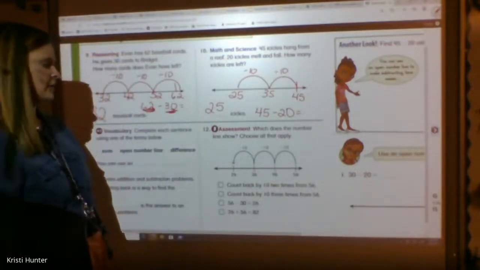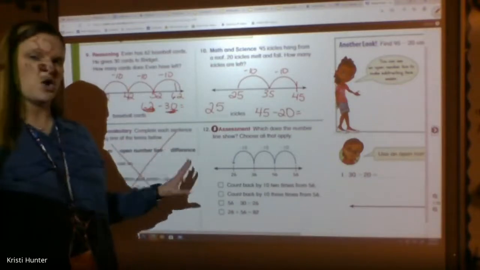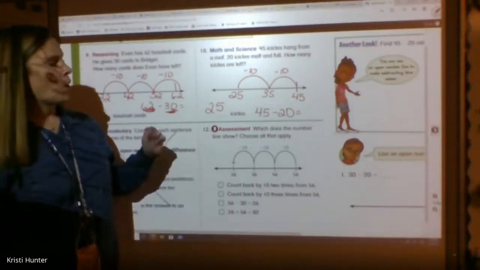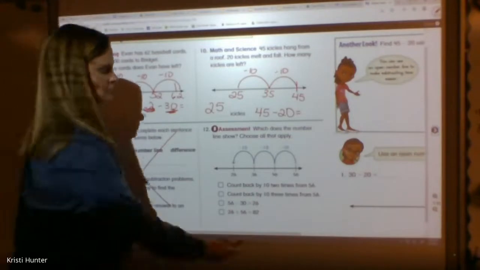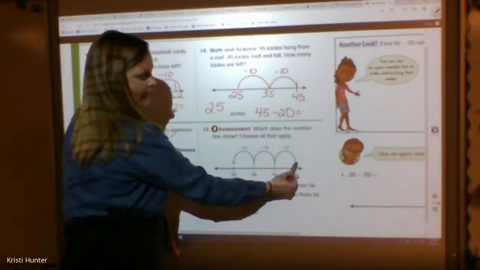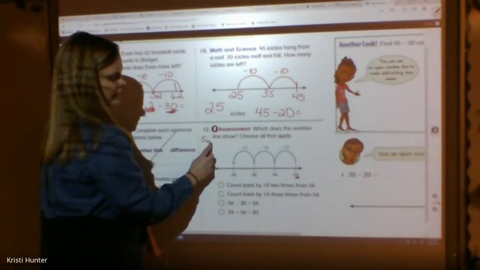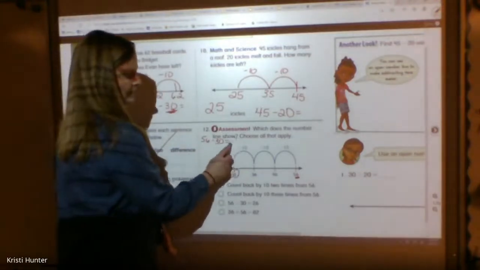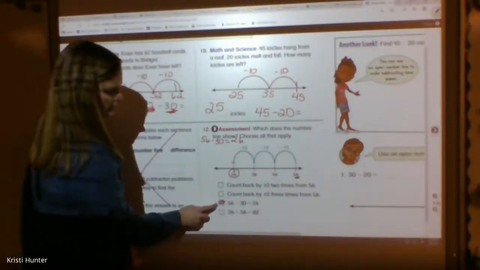All right. Don't worry about number 11. That's just the terms that we've been talking about, that open number line. So let's look at number 12 here. Which does the number line show? Let's see if we can find the problem. So it looks like we start at 56 and we count back 10, 20, 30. So I start at 56, I count back 30, and it looks like I land on this number 26. Let's see. I see that answer down here.